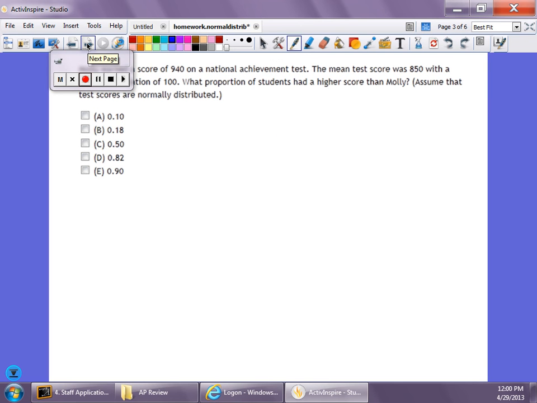Next, what we need to do here is figure out what percent of students scored higher than Molly. We want to make sure that we set up a problem where the mean is 850 and Molly scored 940. So we need to find a z-score and then figure out what area corresponds to the right tail of that z-score.